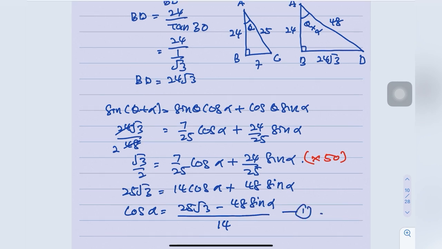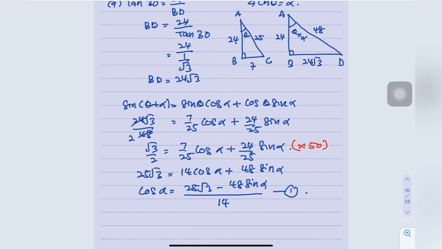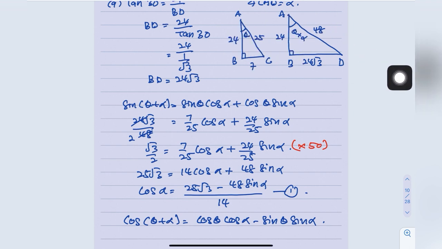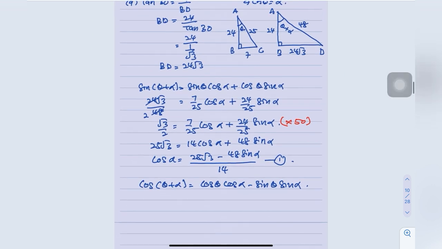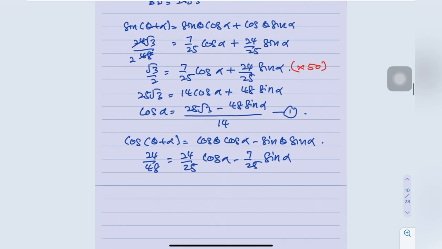This is equation 1. Okay, so same as sine, we use the addition formula for cos. So cos of theta plus alpha equals cos theta cos alpha minus sine theta sine alpha. From this triangle, you can find cos of theta plus alpha, which equals 24 over 48. Cos theta is 24 over 25, cos alpha, minus sine theta, which is 7 over 25, sine alpha.